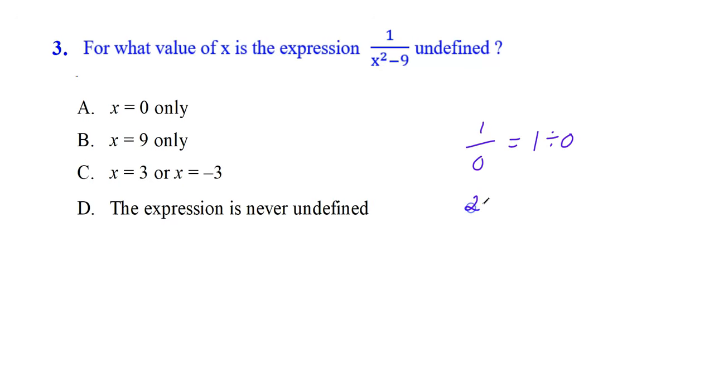For example, if you had 200 minus 12, and that was all divided by 0, that would be undefined. Or if you had x plus 6 divided by 0, that would be undefined. So keep that in the back of your mind as I work through this problem. So let's rewrite this expression here: 1 divided by x squared minus 9. And I want to know for what values of x, or in other words, if I plug in certain values for x, will it make the bottom part go to 0?